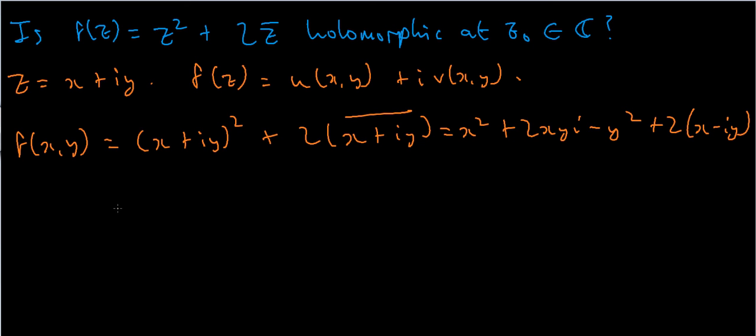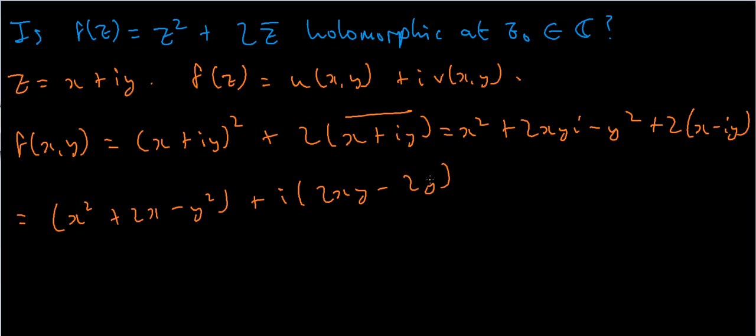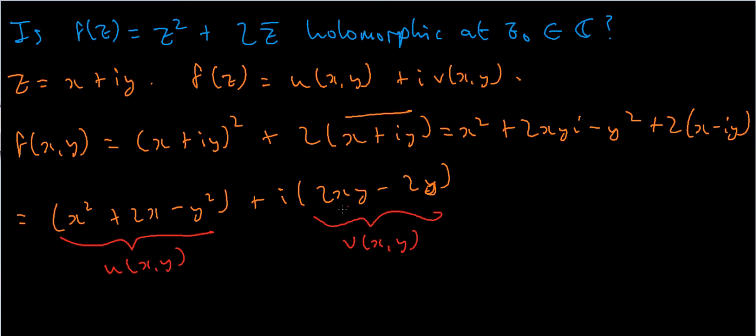So now if I collect the real and imaginary parts together, the real part should be x squared plus 2x minus y squared, and the imaginary part should be plus i times 2xy minus 2y. So there are my real and imaginary parts. What I'm going to do now is write this as u of xy, and this as v of xy.